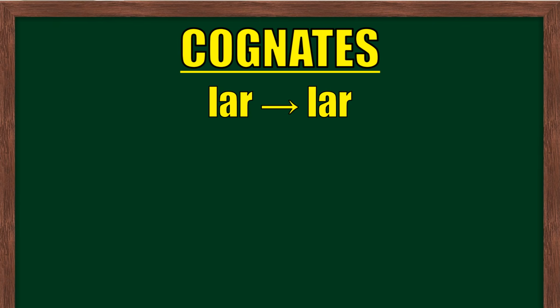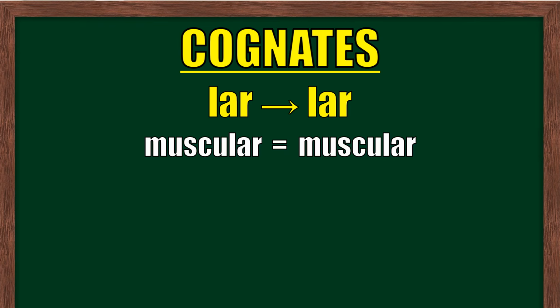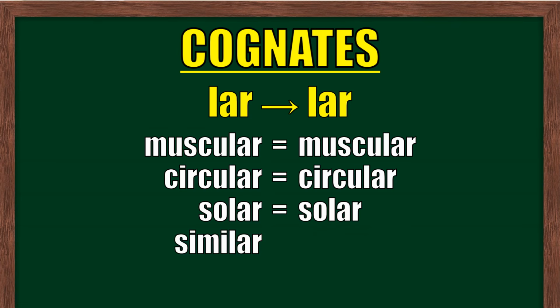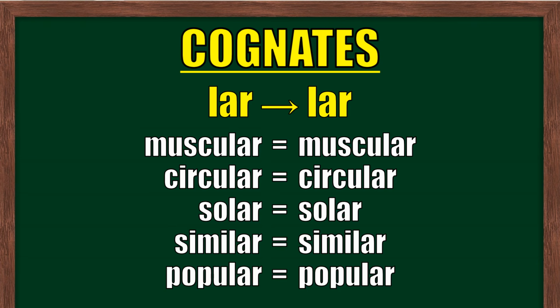Words that end in LAR in English also end in LAR in Spanish. For example, muscular becomes muscular. Circular becomes circular. Solar, similar, popular. So remember, we have to give these words a Spanish pronunciation because they are Spanish words and not English words.